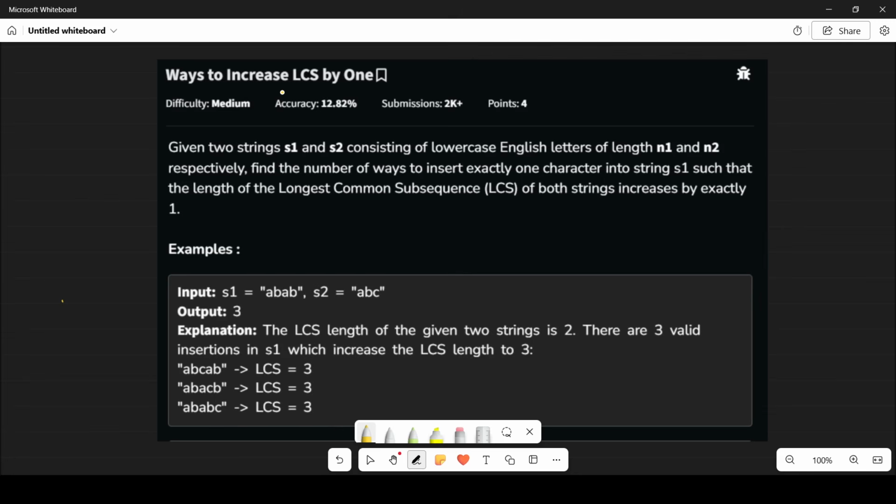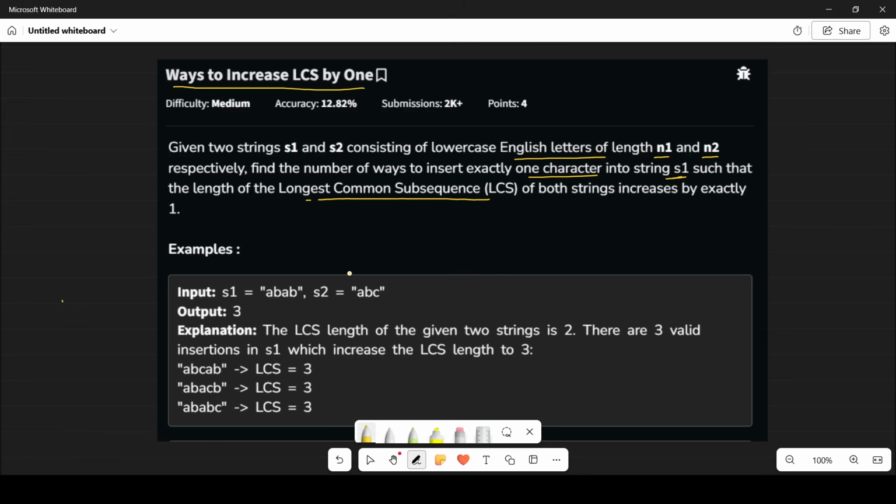I am Aniket and today we will discuss a question from GFG, that is ways to increase LCS by 1. Let's read the problem. Given two strings S1 and S2 consisting of lowercase English letters of length N1 and N2 respectively. Find the number of ways to insert exactly one character into string S1 such that the length of the longest common subsequence of both strings increases by exactly 1.